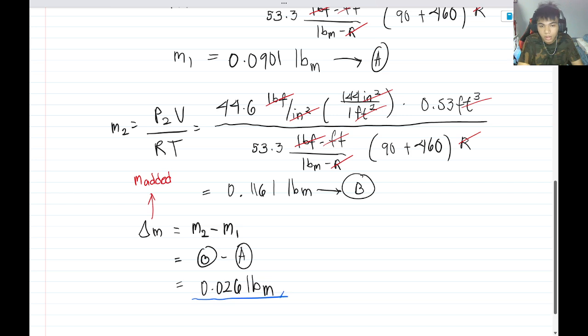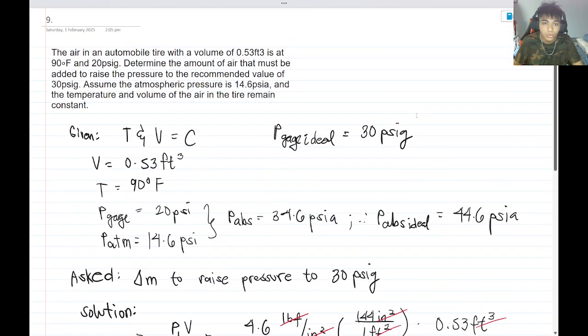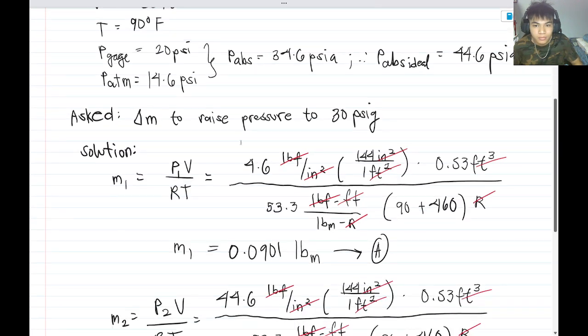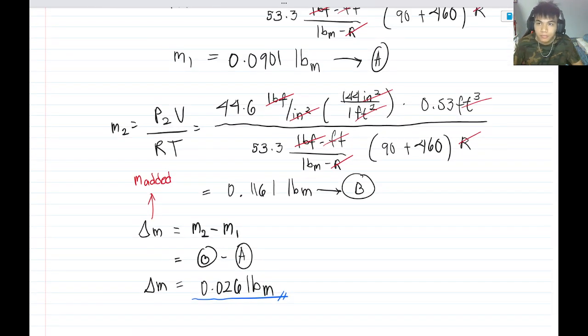So, ito yung kailangan nating i-add na amount ng air to raise the value of the pressure to 30 PSIG gauge. Okay? Moving on.